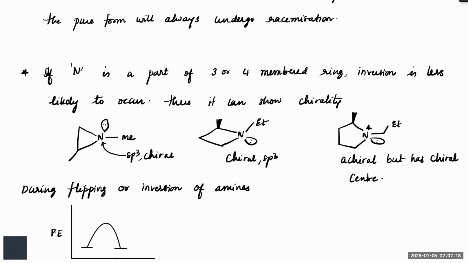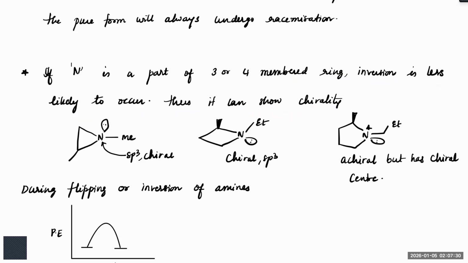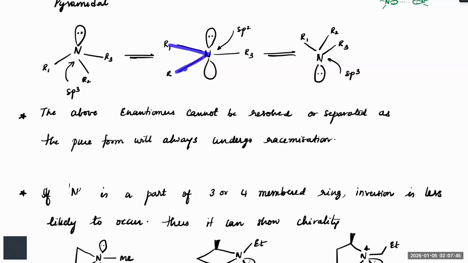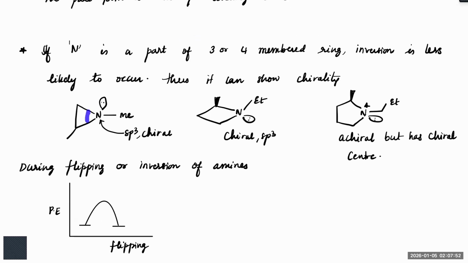Now, see, if this nitrogen is a part of a three-membered or a four-membered ring, then inversion is less likely to occur. Thus, chirality is observed. For example, in this case, nitrogen is there, lone pair is there, methyl is there. But on this side, you can see it's very difficult to make this inversion anymore, because at this angle it cannot make an sp2 form like this, because for this to happen it has to open out to 120 degrees. That is not possible with this kind of angle.